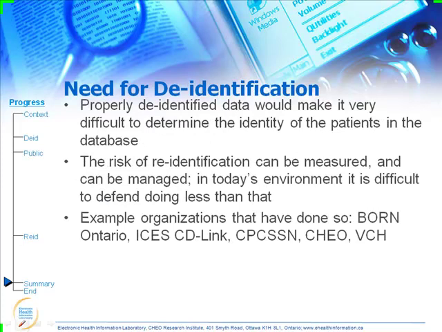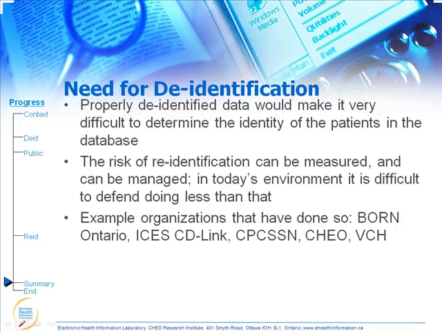So to close then, I think there's a need for doing de-identification and doing it properly, which is more than just removing the names and addresses. If it's done properly, it can be very difficult to determine the identity of the patients in the database. The risk of re-identification can be measured, so you can actually provide guarantees on the amount of risk that you're taking when you're disclosing a particular de-identified data set.